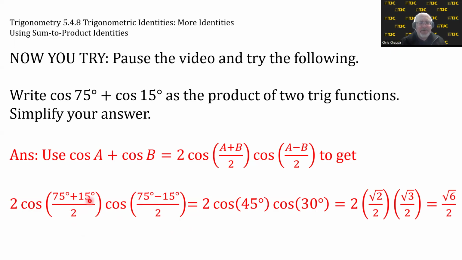Well, 75 plus 15 is 90 divided by 2 is 45. And 75 minus 15 is 60 divided by 2 is 30. So now we have 2 times cosine of 45 degrees, cosine of 30 degrees, both of which we know. The cosine of 45 degrees is the square root of 2 over 2. The cosine of 30 degrees is the square root of 3 over 2. And there's a 2 multiplied in front. That 2 cancels one of the 2's, leaving one in the denominator. We have square root of 2 times square root of 3 is the square root of 6. So, fairly straightforward.